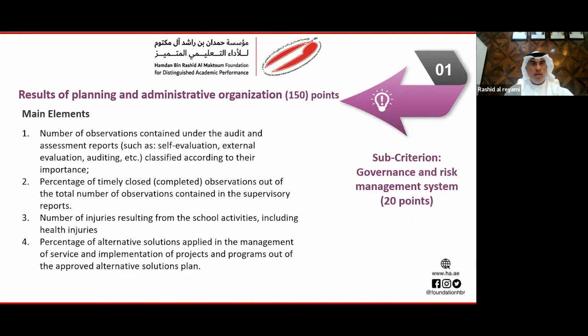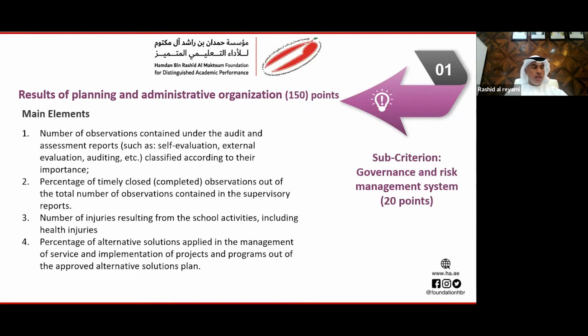So the result: the number of observations contained in the audit and assessment reports, such as self-evaluation, external evaluation, and auditing, classified according to their importance; the percentage of timely closure, which is the report completion of observations out of the total number of observations contained in the supervisory report; the number of injuries resulting from school activity, including health injury; and the percent of alternative solutions applied in the management of surface and implementation of the projects and programs out of the approved alternative solution plan.